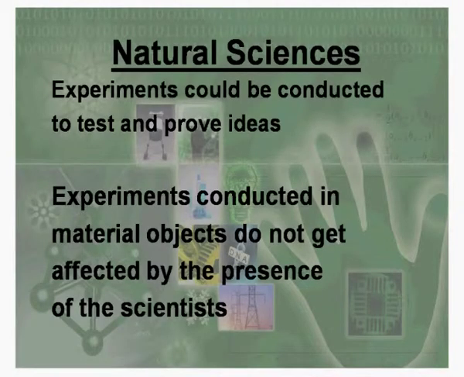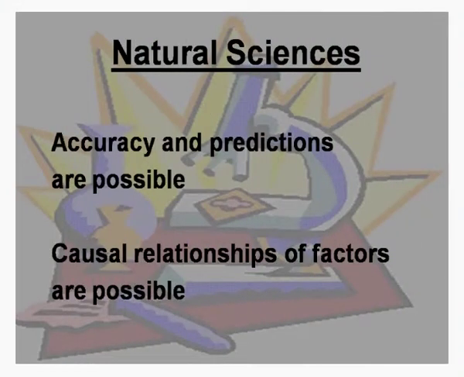In natural sciences, experiments could be conducted to test and prove ideas. The experiments are conducted on material objects that do not get affected by the presence of the scientist. Accuracy and predictions are possible in natural sciences. Natural sciences find out the causal relationship between factors.